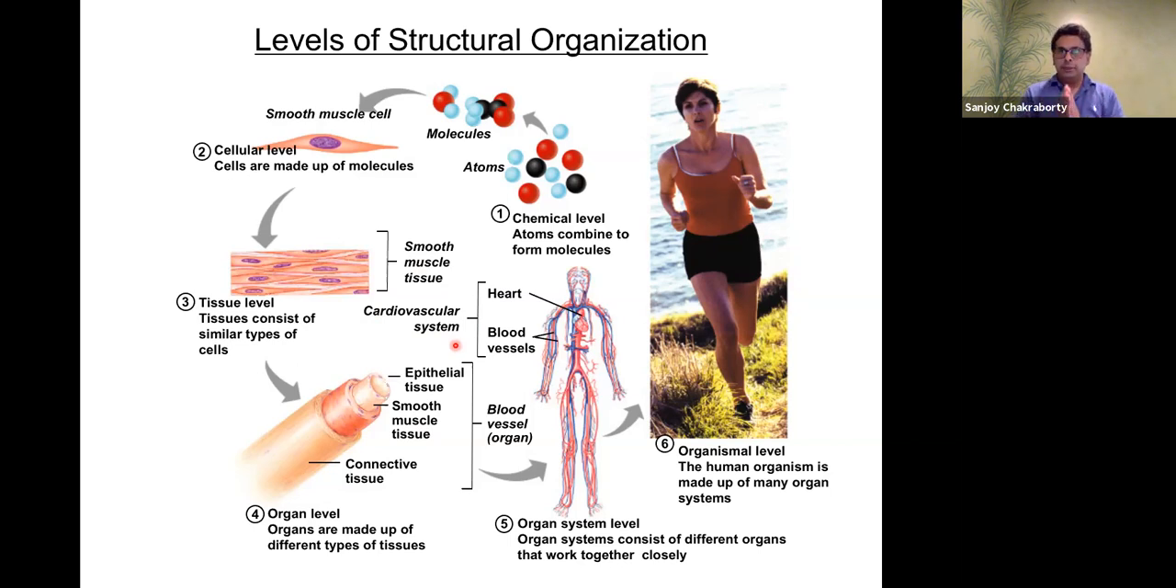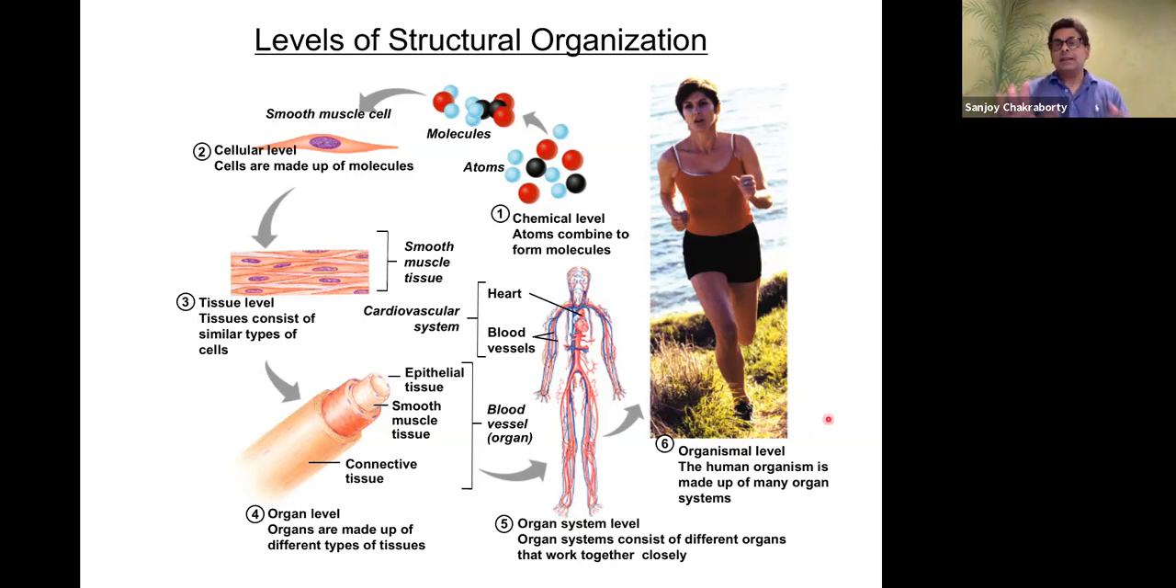So the human body has 11 organ systems. Again, 11 organ systems. And then together we make the human or organism. So we can consider this the lowest level of organization: atoms and molecules, organelle, cell, tissue, organ, and organ system. At the end, organism is the highest level of organization.